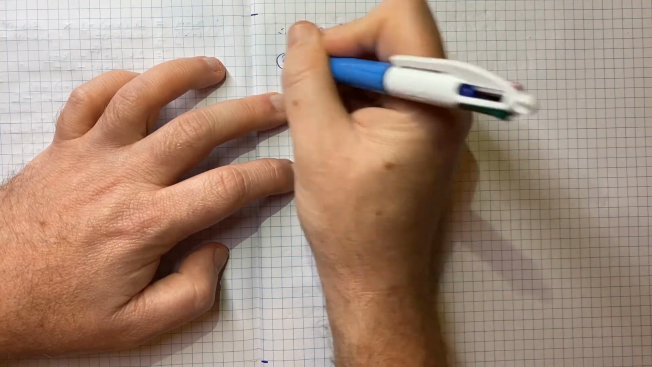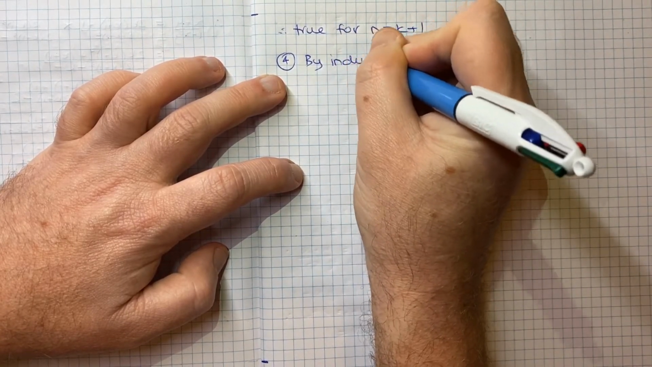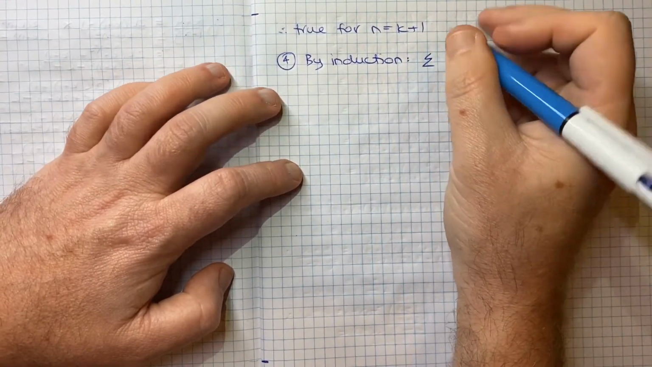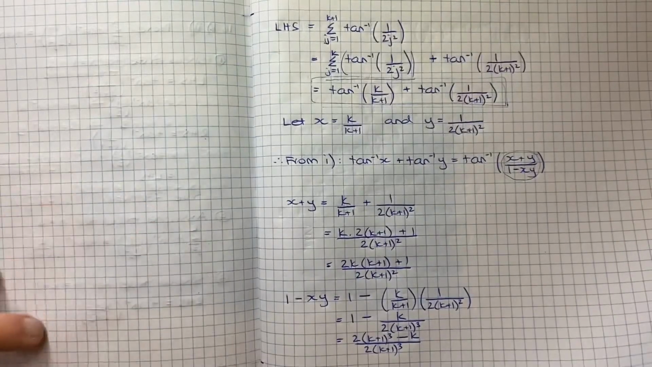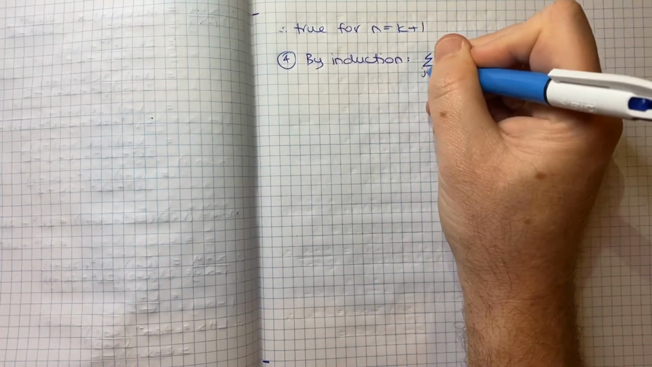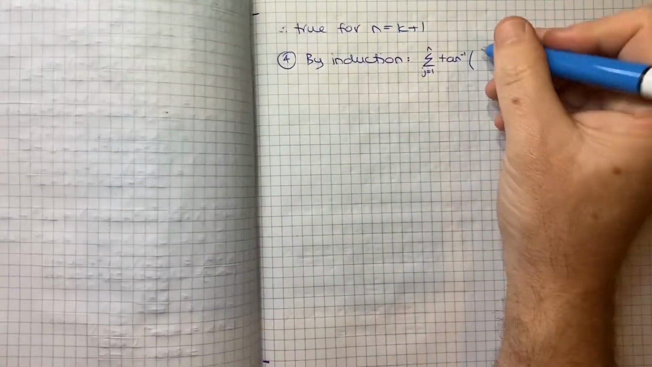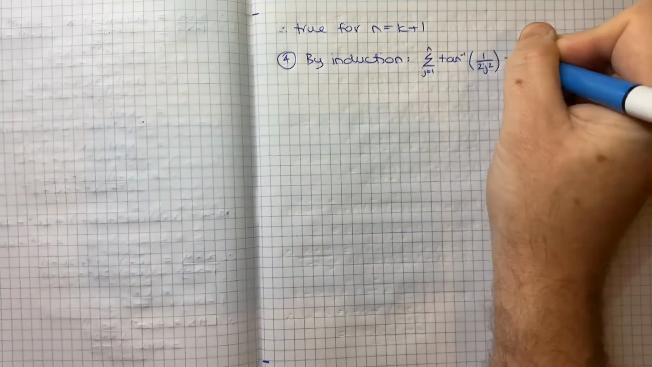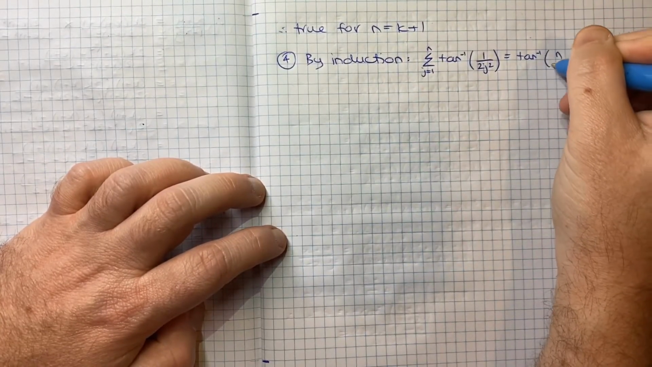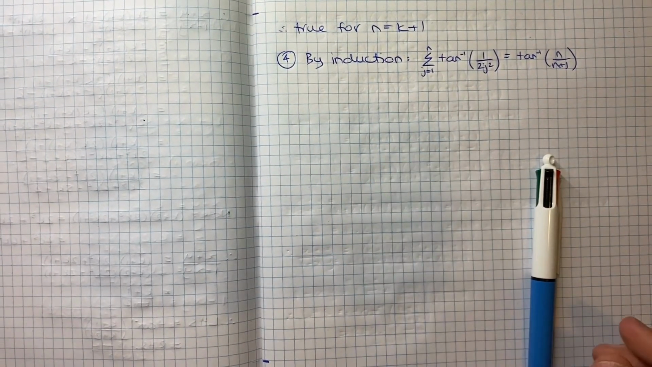And then step four is basically, however you write your induction conclusions, I'm just going to be lazy and say by induction, the sum from, what were we trying to prove? The sum from j is equal to 1 to n of the inverse tan of 1 on 2j squared is equal to the inverse tan of n on n plus 1. All right, and there you have that induction proof done.